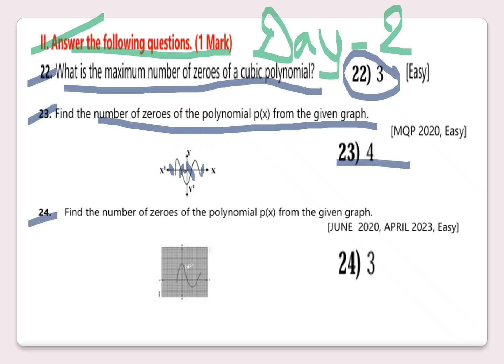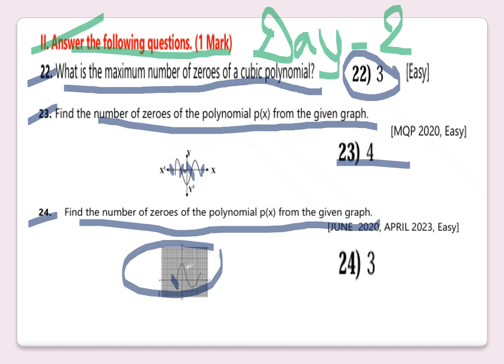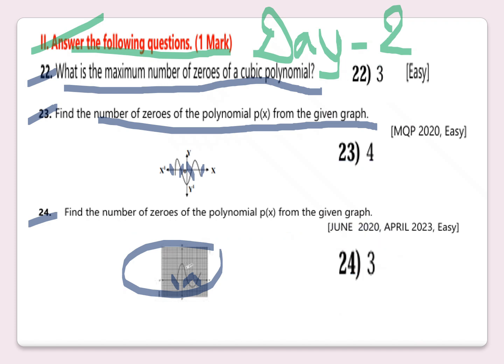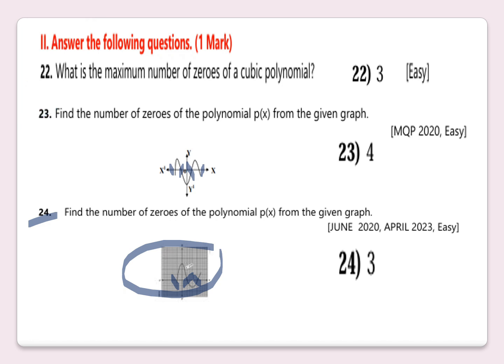Question number 24. Find the number of zeros of the polynomial p of x from the given graph. So here you can see the graph. Here there are 3 different points which are cutting the x-axis. So 3 is the correct answer. It was already asked in your examination in June 2020, and in April 2023 also. Both these questions are already given in your question paper. So this type of question keeps repeating in your examination also.